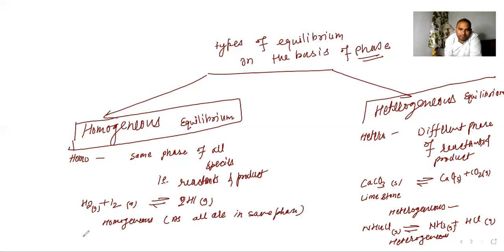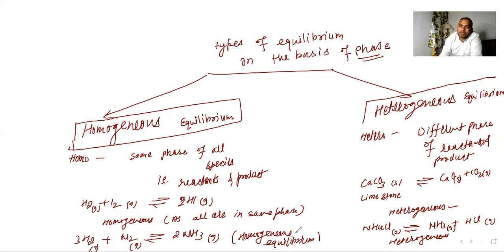If I take the same equation, 3H2 plus N2, it gives 2NH3. Ammonia is gas, nitrogen is gas, hydrogen is gas. So this is an example of homogeneous equilibrium. So this is the point about it. I am erasing this and moving to another page.